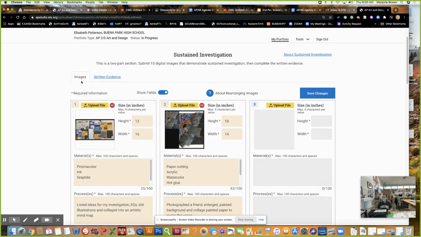So the first tab is images. This is where we're going to load our images. I call these slides or images, okay? It talks to you about the measurements of your artwork. You need to measure your stuff.